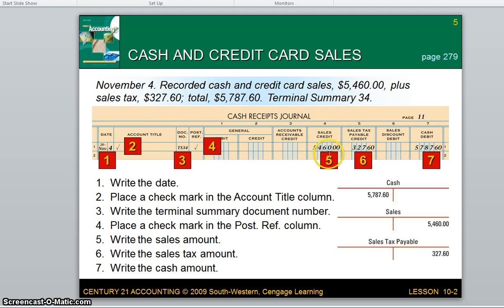Sales brought in, this is the amount we sold for the day, was the $54.60. Our sales tax, the $327.60 cents. And then the total cash brought in would be these two added together. Again, two credits must equal your debit.